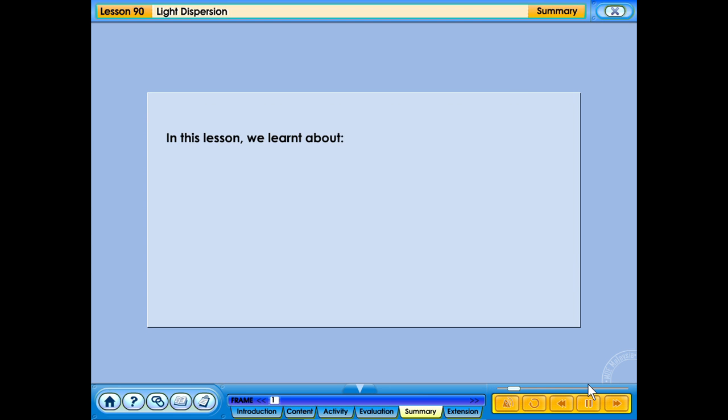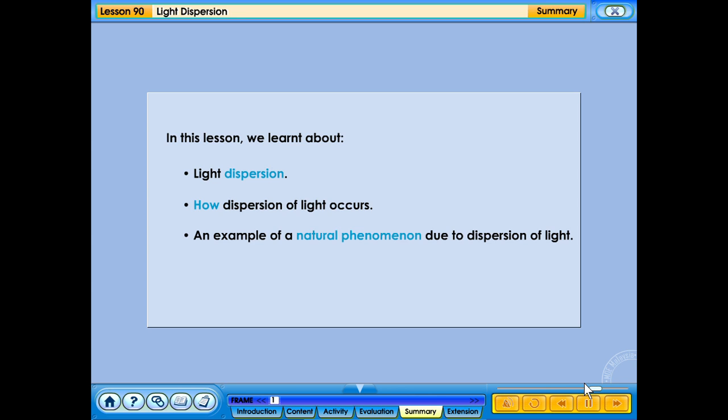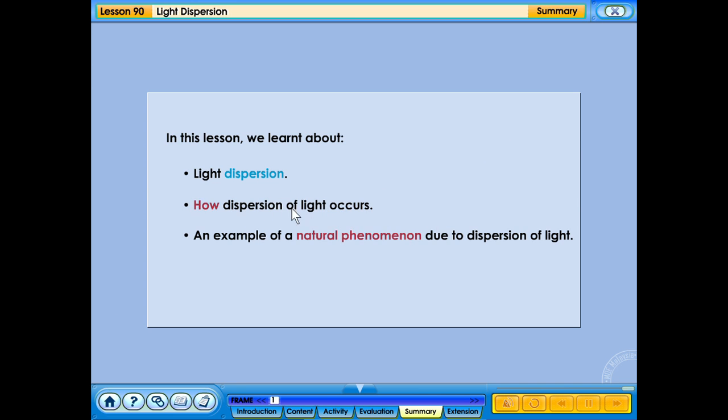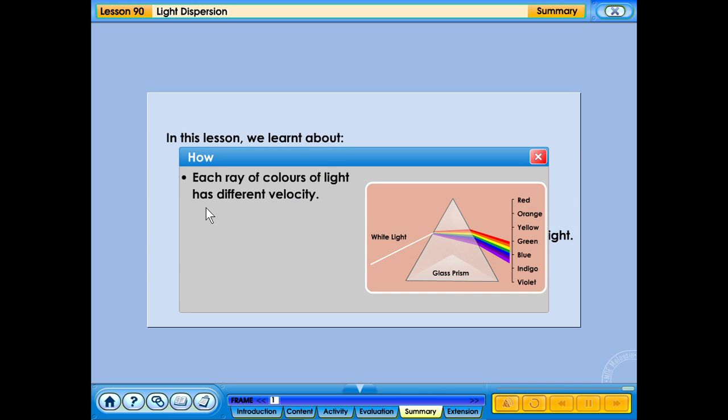In this lesson, we learned about light dispersion, how dispersion of light occurs, and an example of a natural phenomenon due to dispersion of light. When white light passes through a prism, it splits into different colors called a spectrum. This effect is called dispersion. Each ray of colors of light has different velocity. Red light is refracted lesser than violet light.